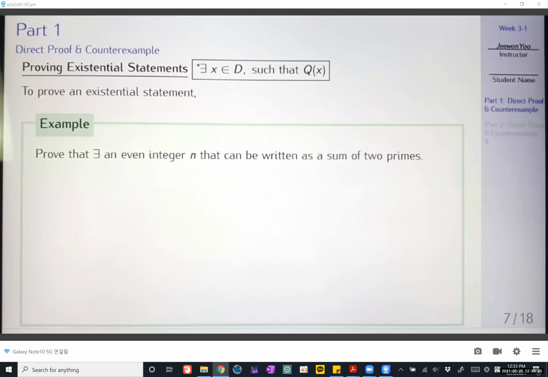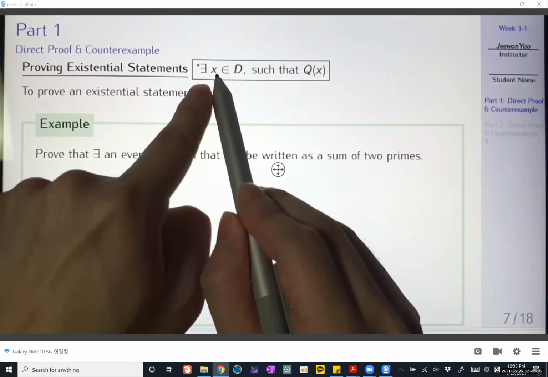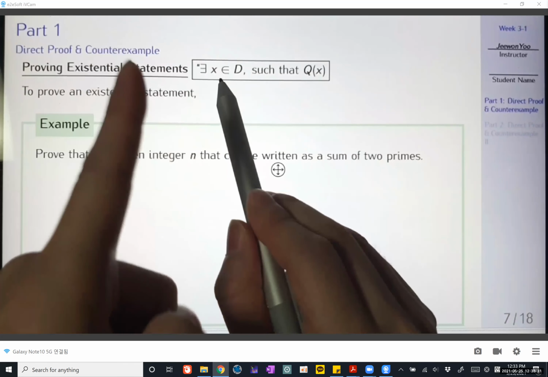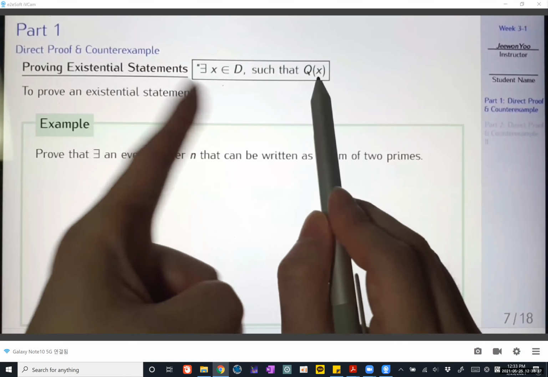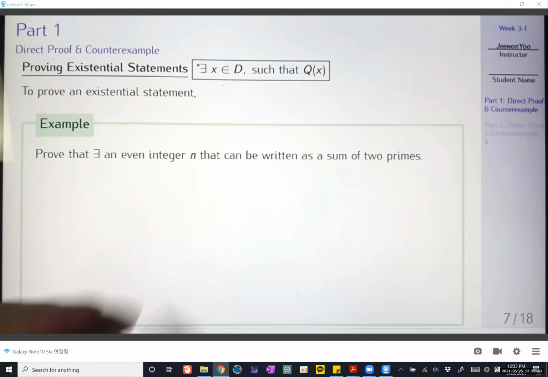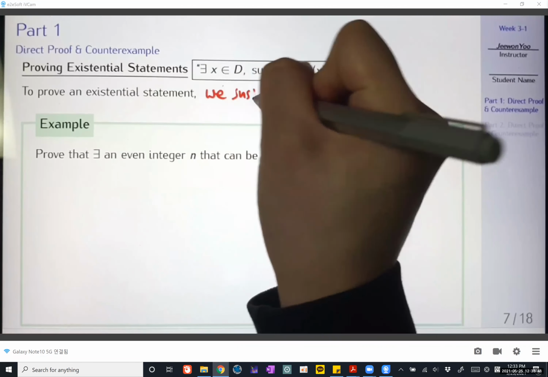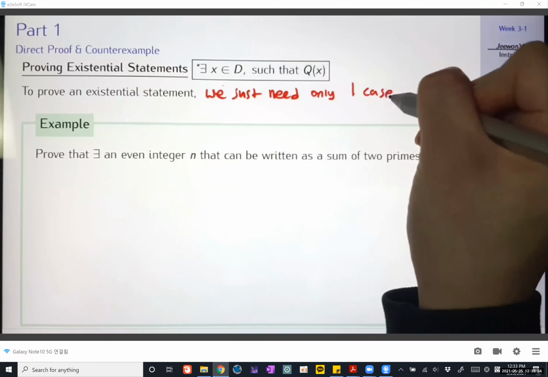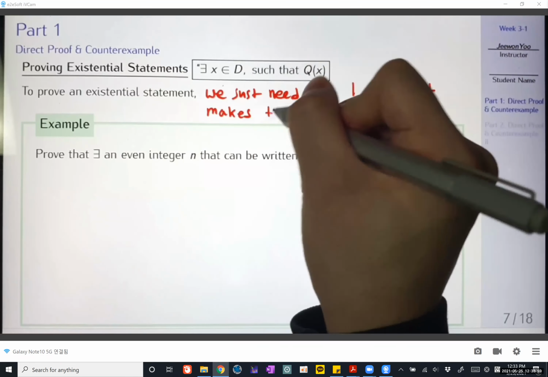Perhaps my question wasn't clear. When we prove an existential statement, do I need to prove every single x in the domain that returns true? Or do I have to find only one case, one situation where if I put the x into the function it returns true? Thank you, everyone. The answer is 1. You only have to find one case. So we just need only one case that makes the statement true.